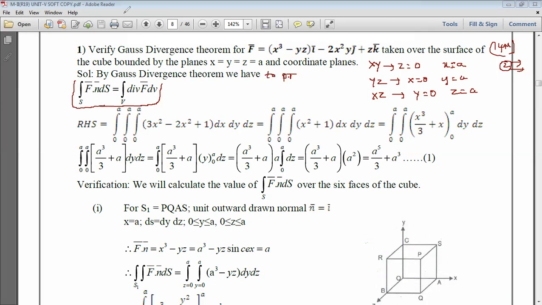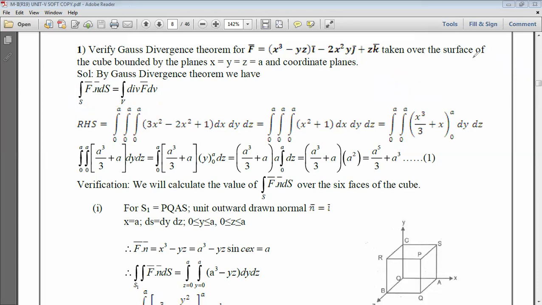Now, verifying the Gauss divergence theorem taken over the surface of the cube: how many faces does a cube have? 6 faces, right? So by taking these 6 faces you need to calculate. For the entire surface we require the total of 6 faces: integral S1 plus integral S2 plus integral S3 plus integral S4 plus integral S5 plus integral S6. By joining all 6 faces, we get the entire cube.